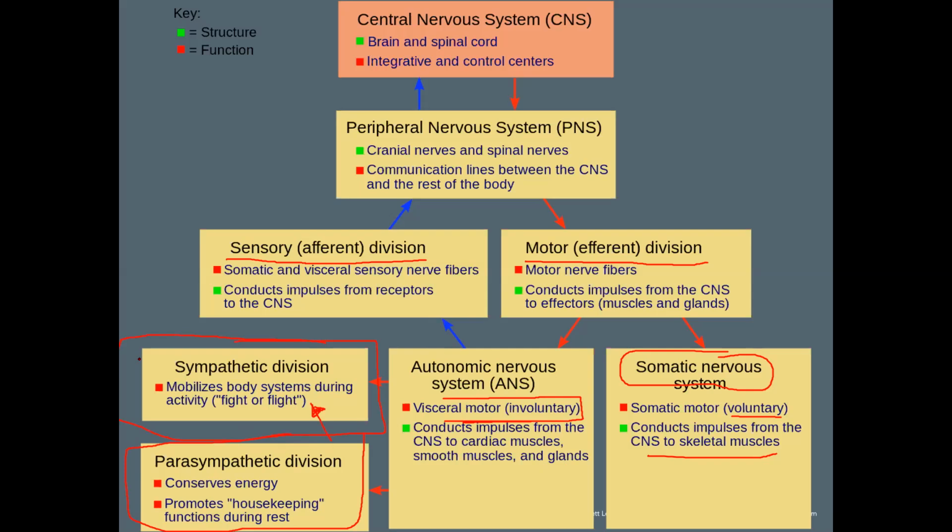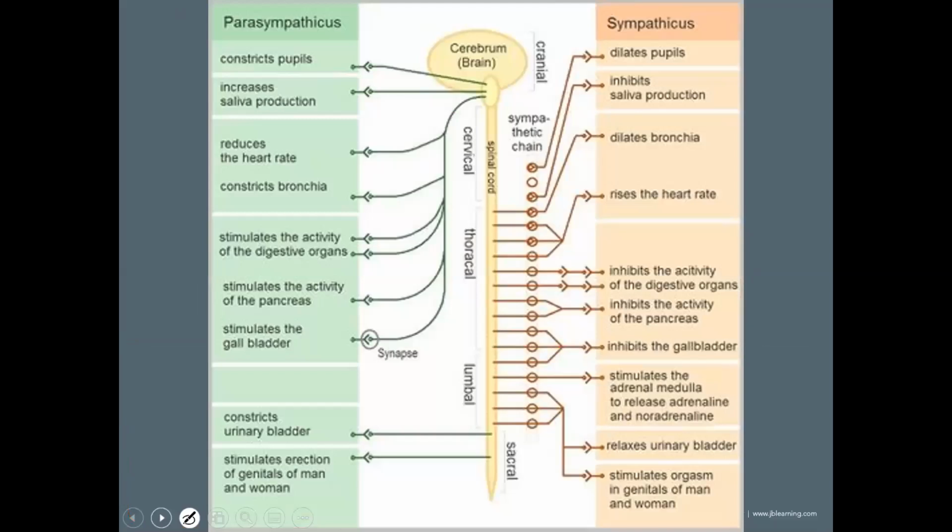Now, it's not as simple as that, because we can have both divisions working at the same time sometimes in different areas of the body. But basically, the sympathetic, as you know, is the fight or flight. That is our epinephrine, norepinephrine release, makes us either stand and fight or flee. And then we have the parasympathetic, kind of like the low key, conserves energy, promotes housekeeping functions during rest, like digestion and pooping and that sort of thing. So that is parasympathetic and sympathetic of the autonomic nervous system. This stuff is all pretty cool.